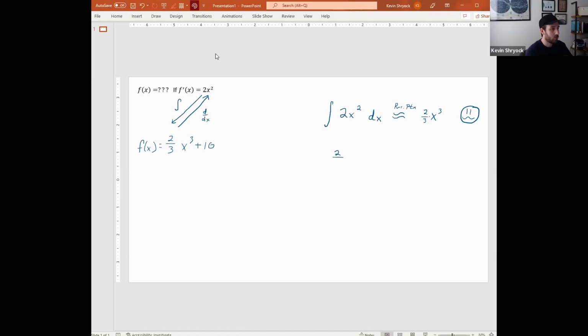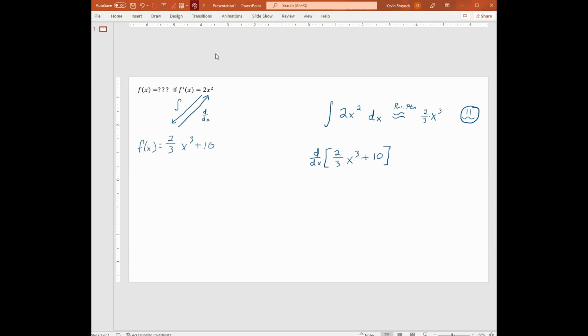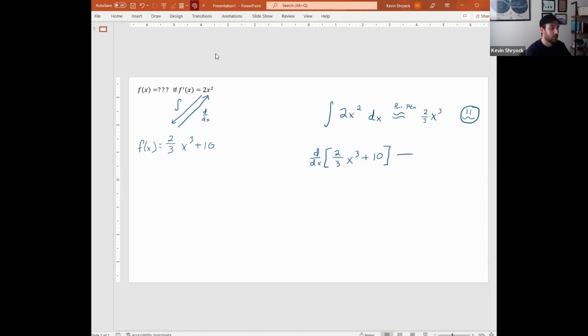So now I'm going with 2/3 x cubed plus 10, and I'm trying to look at that through doing a derivative, right? Yep. All right, talk to me about how we could do the derivative of this. The reverse power pattern. We could do the other power pattern, the power pattern of differentiation, right? So walk me through that one.